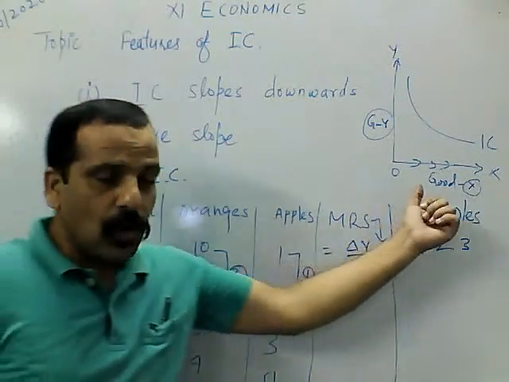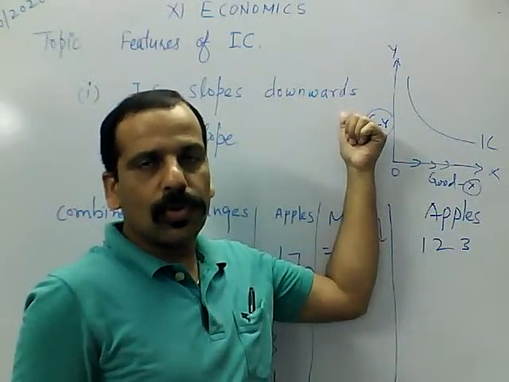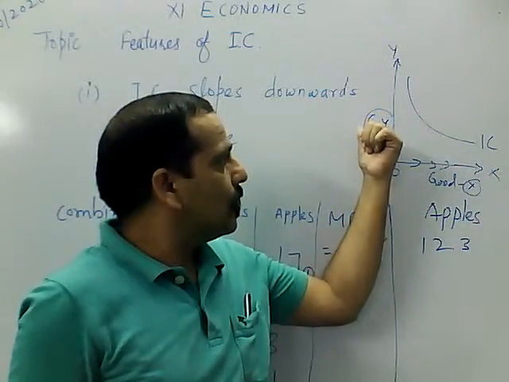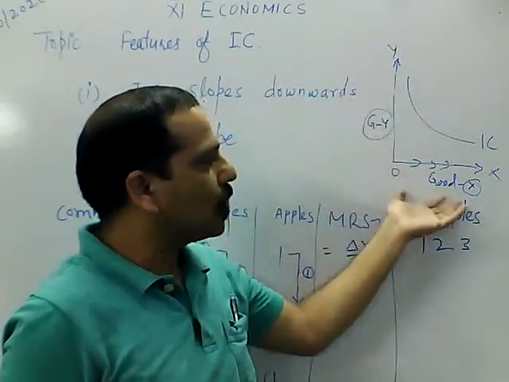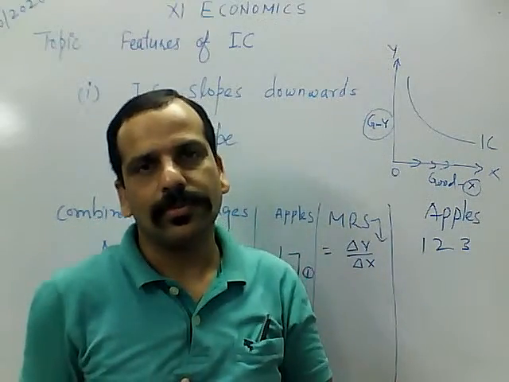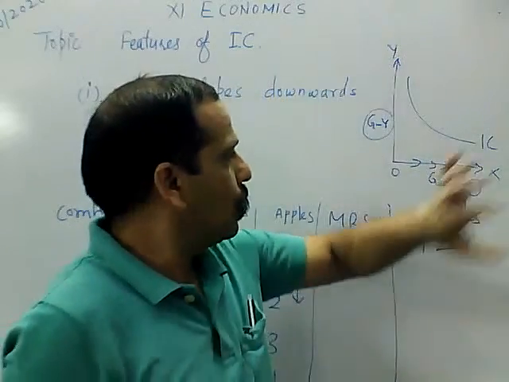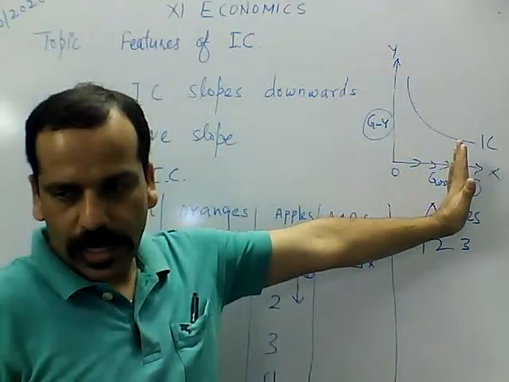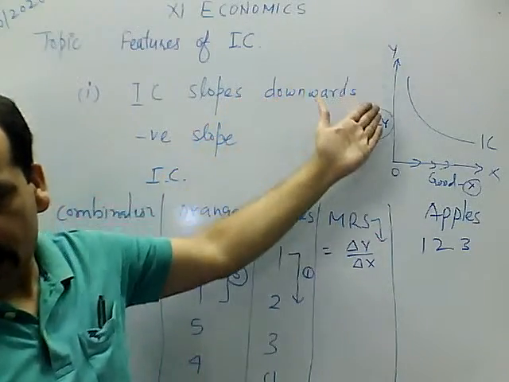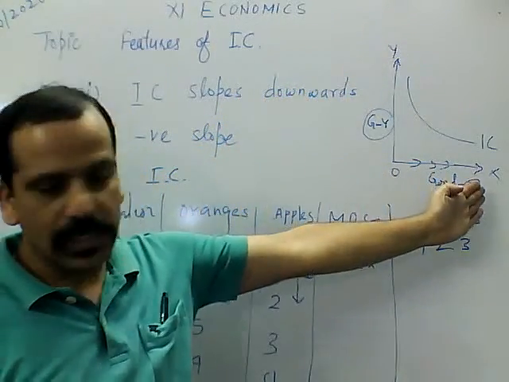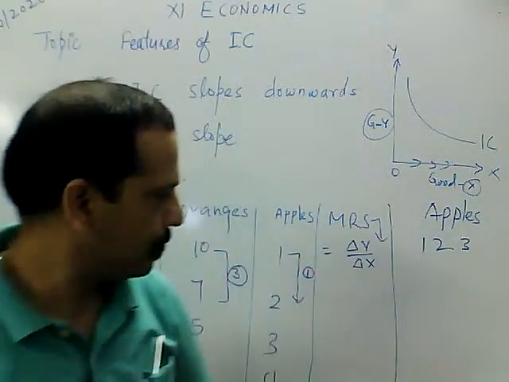Substitution means when you want to get more of apple, you have to give up more and more units of oranges, your Y commodity. Why? Because income is limited. If you want to spend more on X, then you have to save the money from Y, so expenditure on Y decreases so that expenditure on X can increase.